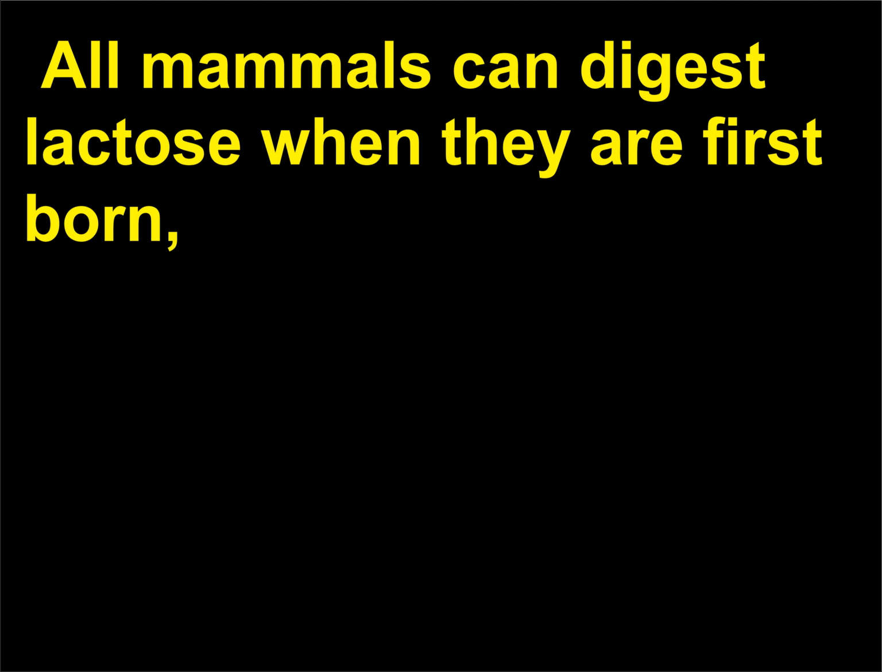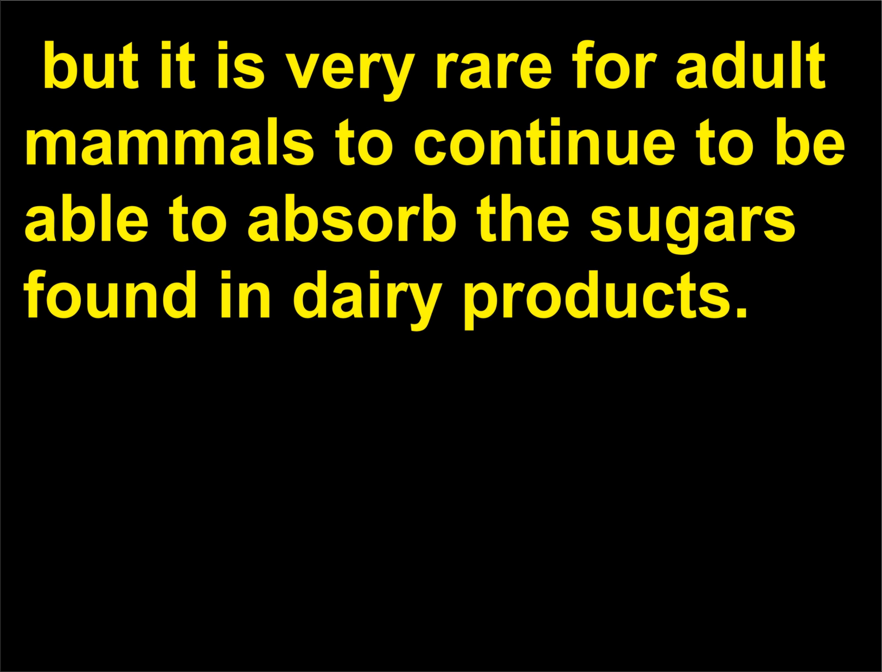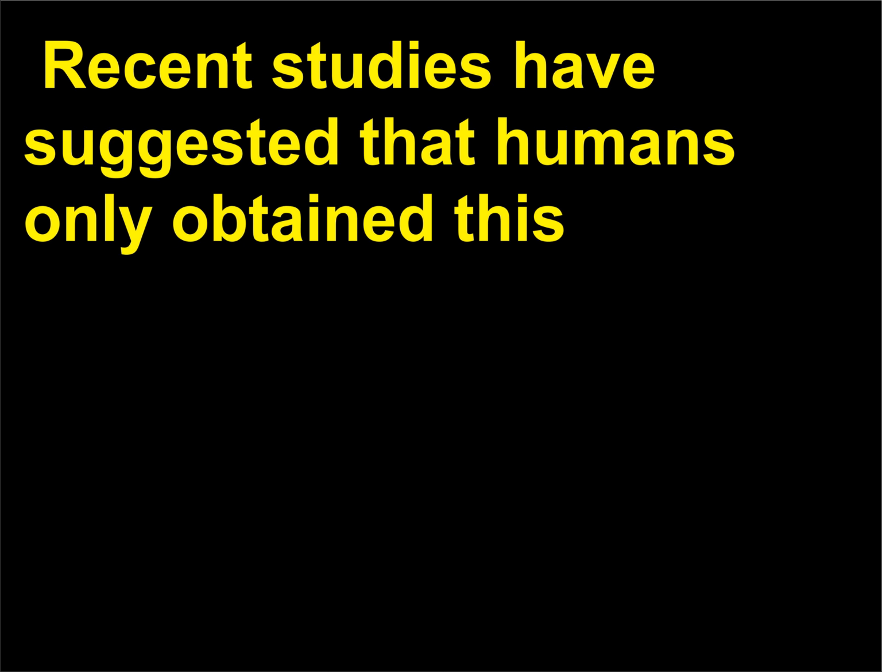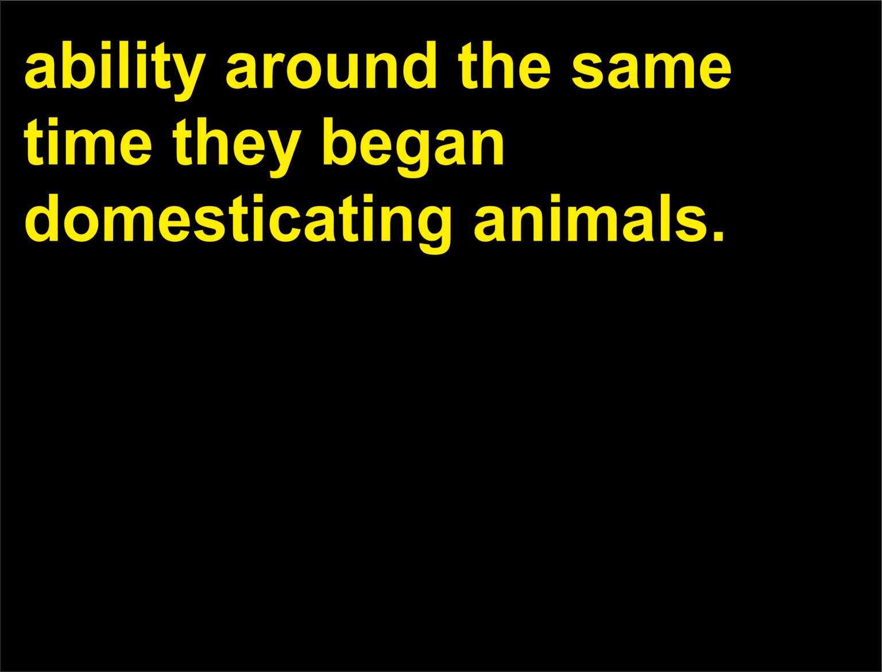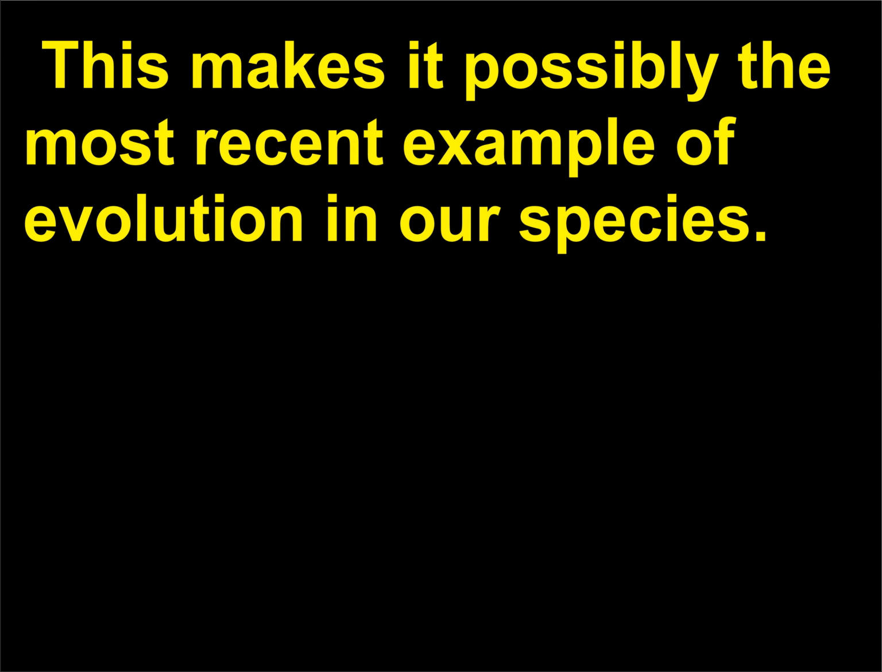All mammals can digest lactose when they are first born. But it is very rare for adult mammals to continue to be able to absorb the sugars found in dairy products. Recent studies have suggested that humans only obtain this ability around the same time they began domesticating animals. This makes it possibly the most recent example of evolution in our species.